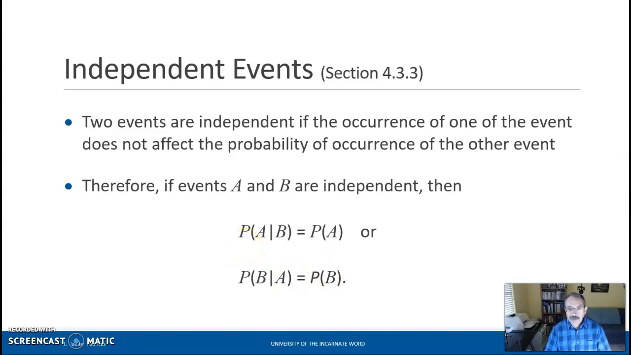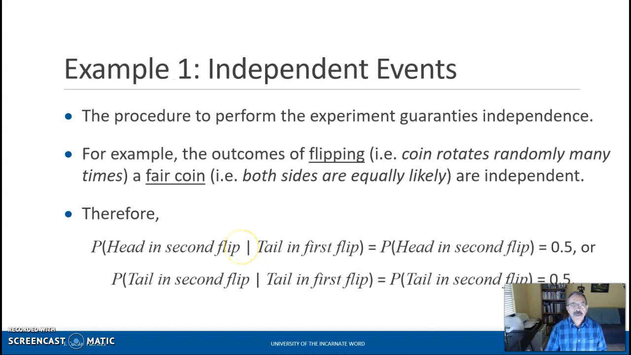Let's look at some examples to see what this means. I have two examples. The first example deals with the situation where the procedure to perform the experiment guarantees independence. One good example that is easy to relate to is that of flipping coins. The flips of a coin are independent of each other, because when you flip, the coin rotates randomly many times. And again, I'm assuming that we're using a fair coin. That means that either side is equally likely, so there is no preference for one side, and the flipping does not favor any side.